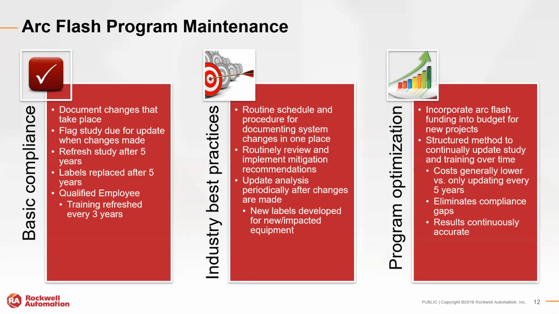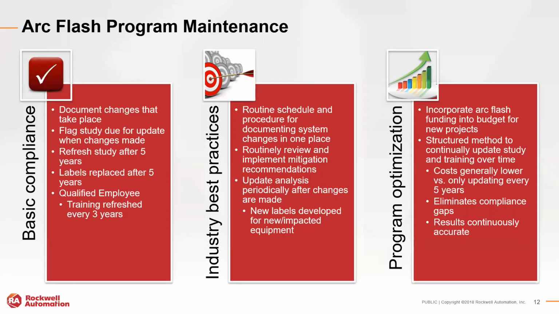I'd say routinely review and implement mitigation recommendations that may be made from your arc flash study. And then update your study periodically after changes get made, so you make sure your labels are affixed to equipment, supporting one-line drawings and documentation gets updated.